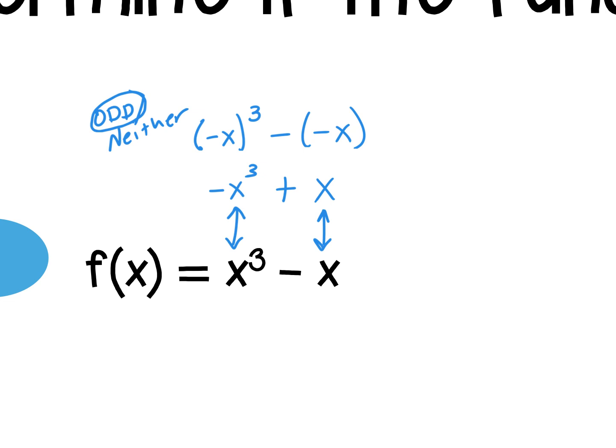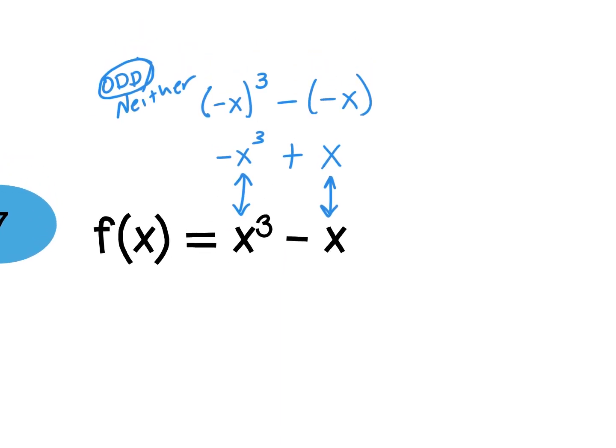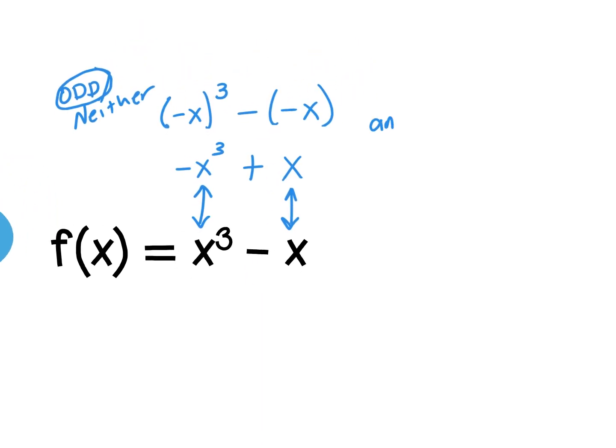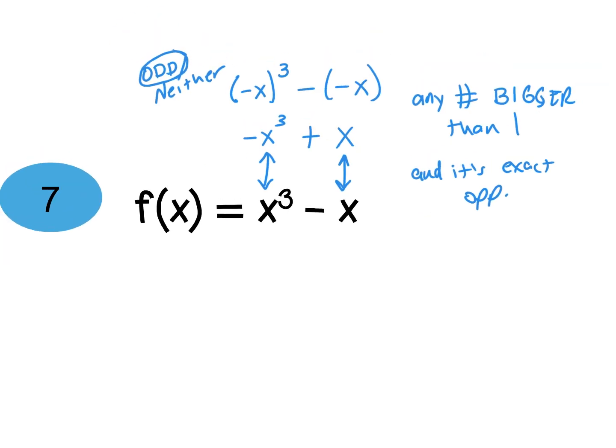I find that to be very confusing. I think it can be very confusing to plug in a negative x. So the shortcut is you pick any number bigger than 1, and the exact opposite. If you want to use 2 and negative 2 every single time you can. If you want to use 3 and negative 3 every single time you can. You just pick any number you want and its exact opposite. You can determine the exact same thing. I think that's the best way to go about it, so that's how we're going to do it.